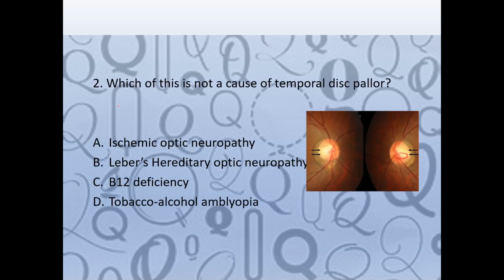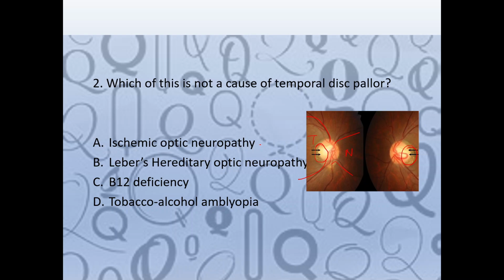Let's go to the next question. Which of this is not a cause of temporal disc pallor? So how do you identify temporal and nasal here? Just look at the vessels. These vessels are arching. So arching fibers are temporal and straight fibers are nasal. So this is nasal, this is temporal. If you see, there is some amount of paleness or pallor in the temporal aspect of both. So this is a case of bilateral optic disc pallor.